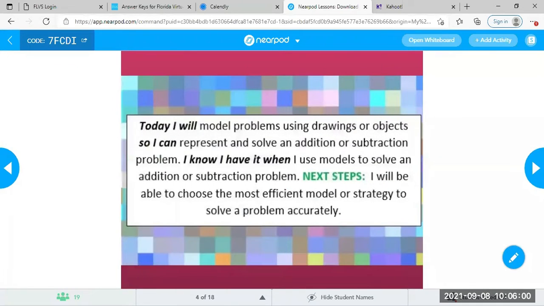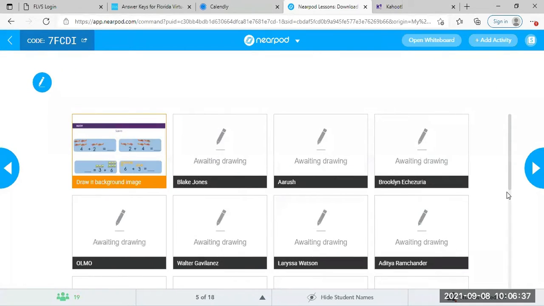Now, what are we doing today? Today, we will model problems using drawings or objects again, so we can represent and solve an addition, more, plus, or subtraction, take away. I know I have it when I can use models to solve an addition or a subtraction problem. Next steps, I will be able to choose the most efficient model or strategy to solve a problem accurately. Accurately means correctly. Efficient means quickly and correctly. Okay, we need to be able to do things the right way as fast as we can.